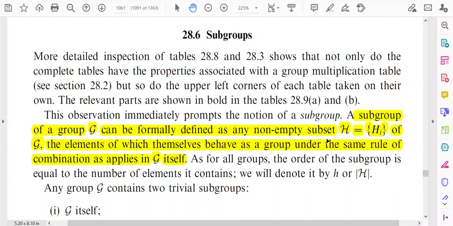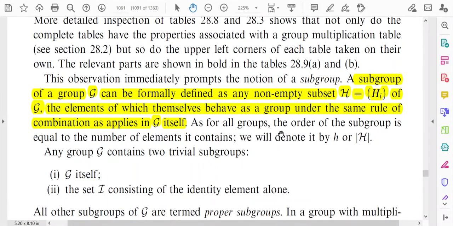We are composing a subset H, and the subset H is also a group under the same law of composition as the group G. In that case we will call H a subgroup of G.